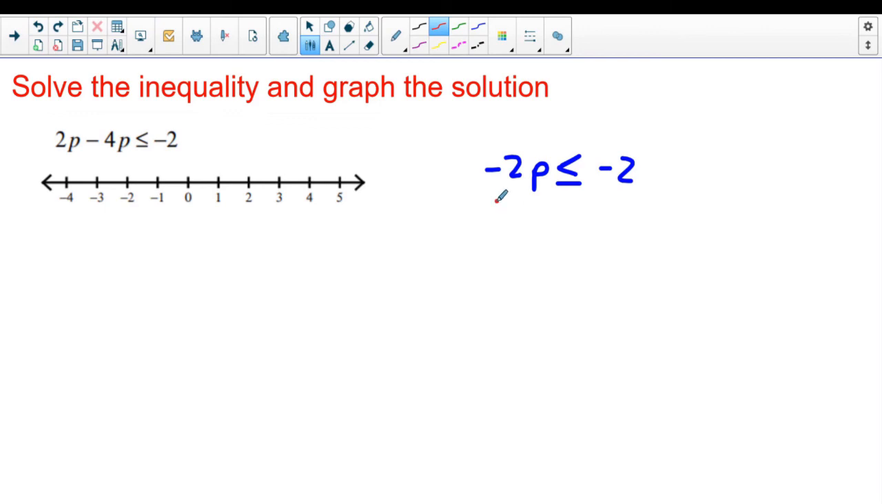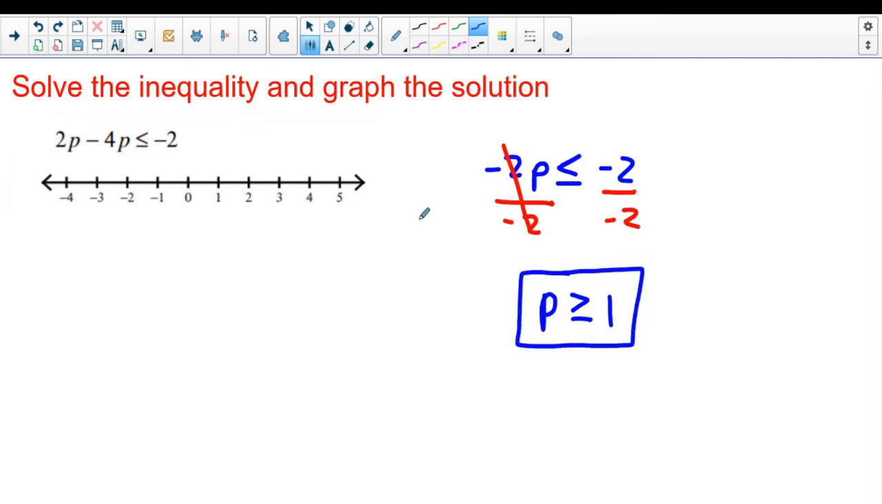All right, so I'm dividing by now a negative number, negative 2, which is going to cancel these. But look at what's going to happen here. As I bring down the p, dividing by a negative number is going to flip this sign into a greater than sign. Greater than or equal to. And then over here, negative 2 divided by negative 2 is going to be a positive 1. All right, so even though I end up with a positive 1, since I divided by a negative number, it is going to flip that sign.